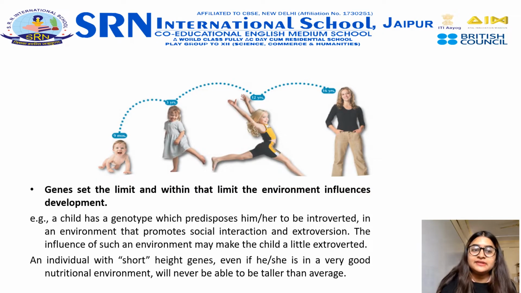Now, genes set the limit, and within that limit, the environment influences development. For example, a child has a genotype which predisposes him or her to be introverted. In an environment that promotes social interaction and extroversion, the influence of such an environment may make the child a little extroverted. An individual with short height genes, even if he or she is in a very good nutritional environment, will never be able to be taller than average. Now let's move on to the next slide.